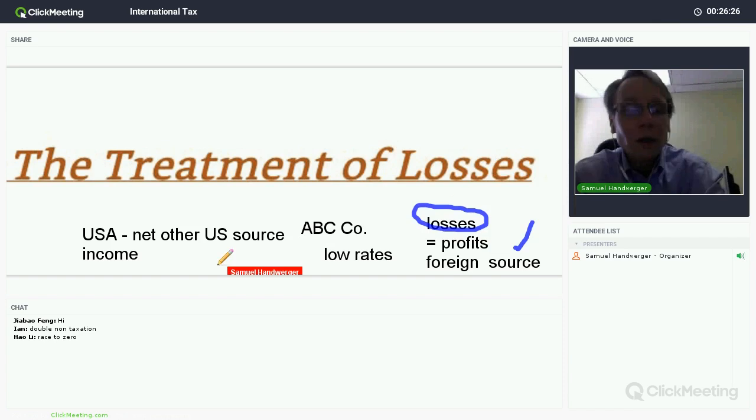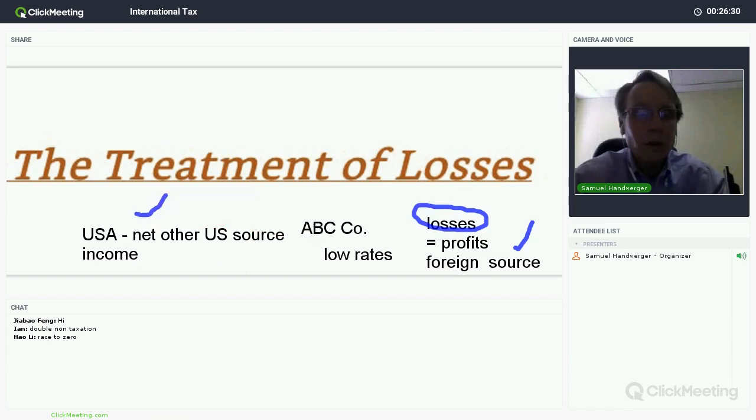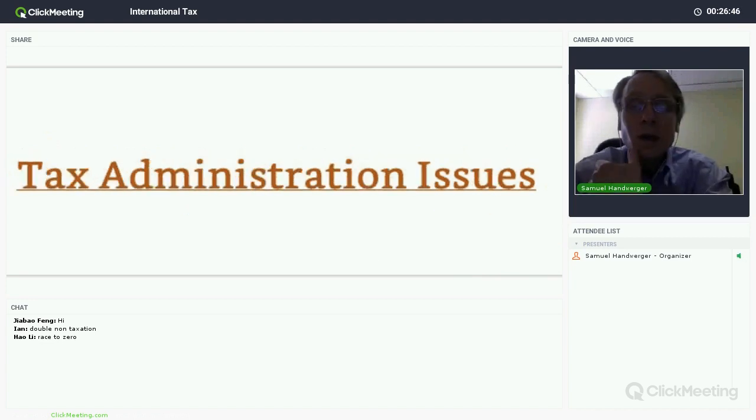Because suppose the U.S. company over here can use the losses to offset other U.S. source income, but then when they start making profits, get all those profits outside of the U.S. Think about that. Okay, so food for thought in this introduction.